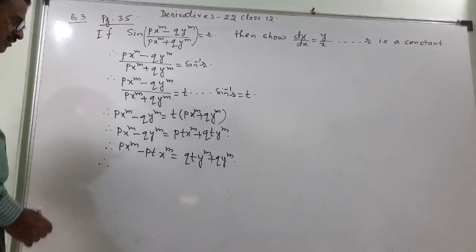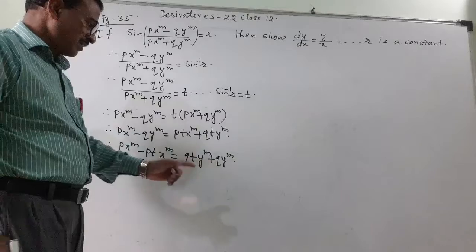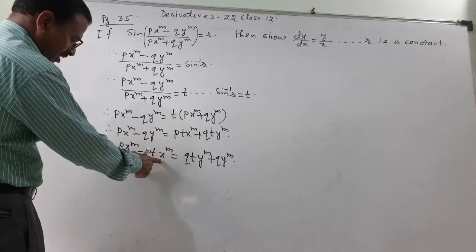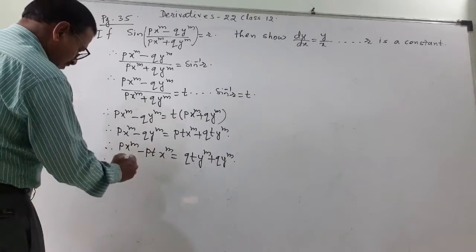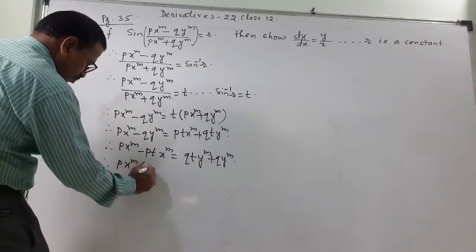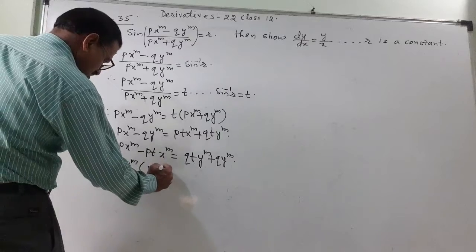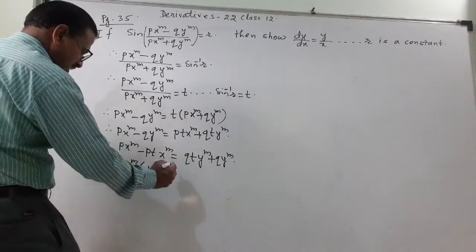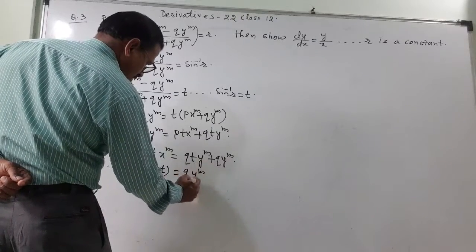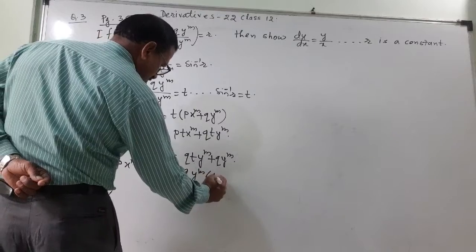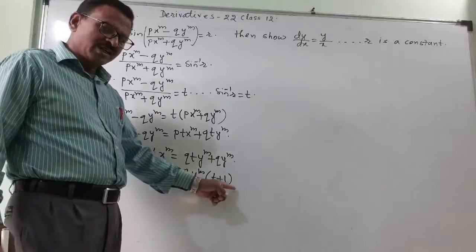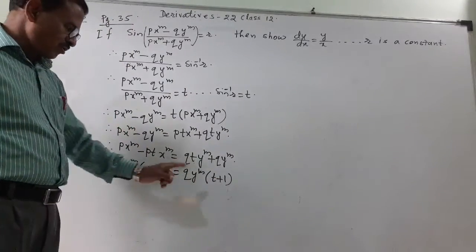Now here what is common? Here x raised to m is common, p is also common, so p x^m is common. Remaining 1 minus t. Here y raised to m is common, q is also common, and here it remains t plus 1. The 1 minus t is constant, t plus 1 is constant, p is constant, q is constant.